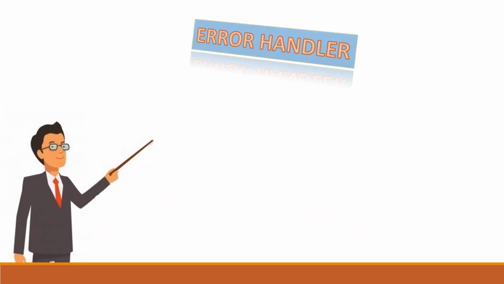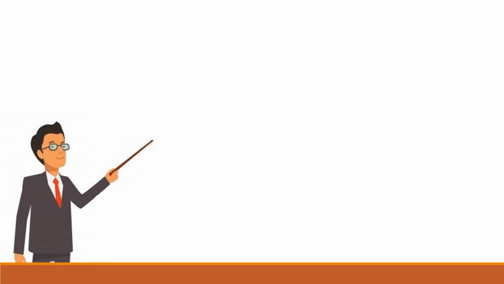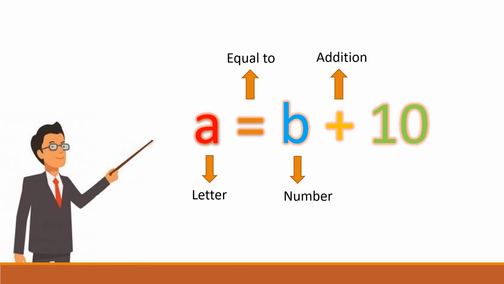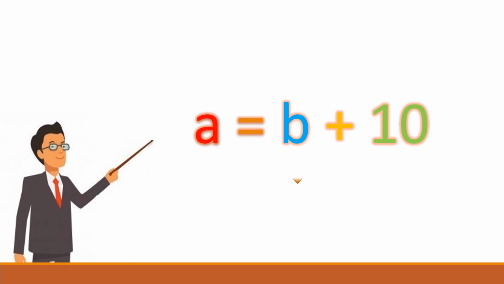Next, the error handler. It is used to detect and report errors in the source program during different phases. In a general way, consider A equals B plus 10, as it can be done with any phase in the error handler. Let's take the lexical analyzer phase. Suppose A is a letter. Equals is an equal to symbol. B is a number. Plus is an addition symbol. 10 is a letter. Here, B is not a number, it is a letter. And 10 is not a letter, it is a number. So, by using an error handler it detects the error and it solves the error.